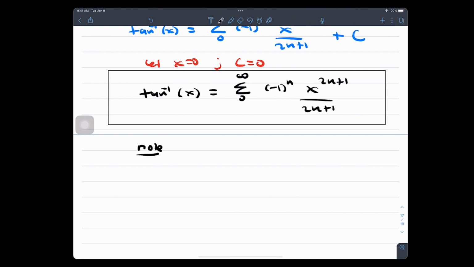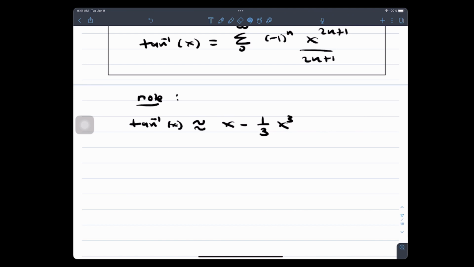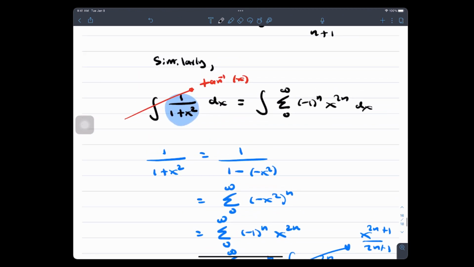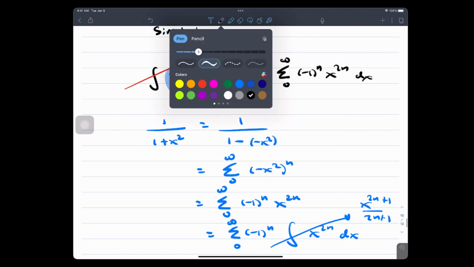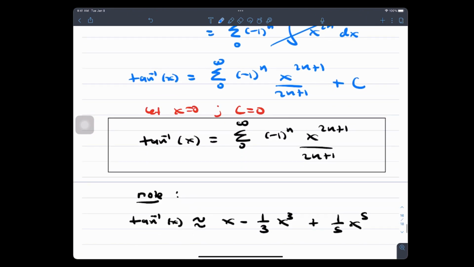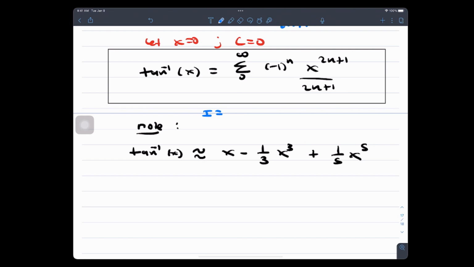Okay, so let's note a few things about this. If I look at the first few terms for inverse tangent, this is going to be x minus 1/3 x cubed plus 1/5 x to the 5th. This is the first three terms. And remember, your interval of convergence is always the same as the interval of convergence for what you started with. So you'll have the same interval of convergence. I think we've seen this already, it was negative 1 to 1. So that means inverse tangent's interval of convergence is exactly the same.